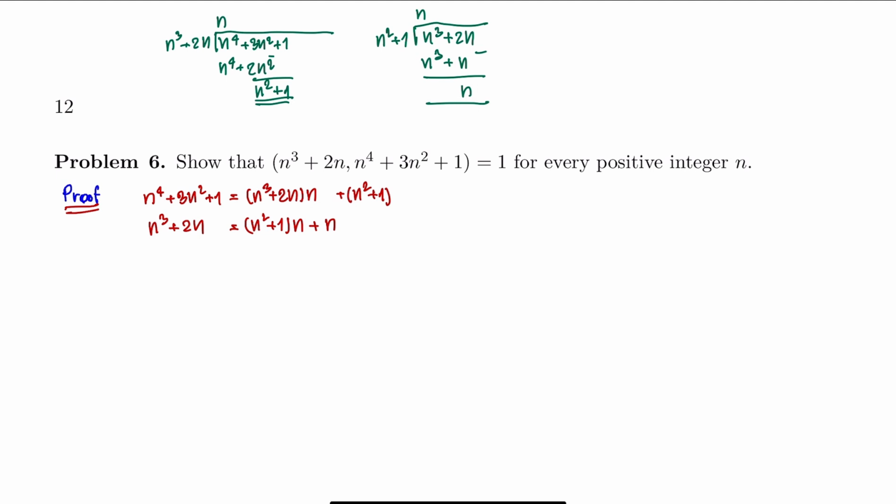Now we will divide this divisor n squared plus 1 by n. So we have n squared plus 1 equals n times something, and n is the divisor. Once we divide n squared plus 1 by n, what is the quotient? We have n dividing n squared plus 1. N times n is n squared. Then n squared plus 0 minus 1. The remainder is 1, which has degree 0, while the divisor has degree 1. So the quotient is n, the remainder is 1.